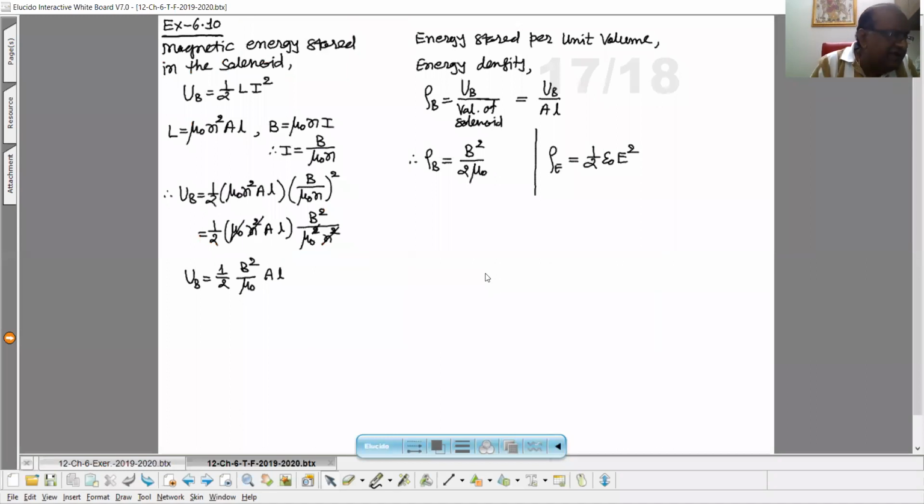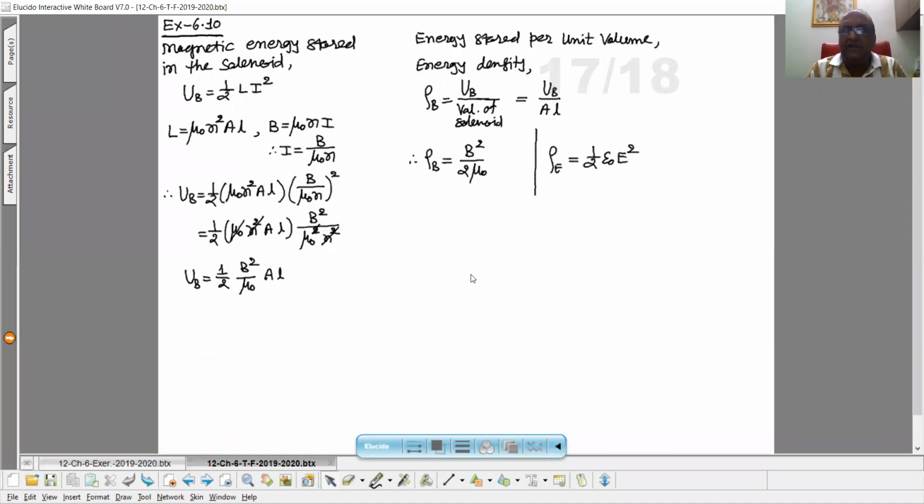Example 6.10. A. Obtain the expression for the magnetic energy stored in a solenoid in terms of magnetic field B, area A, and length L of the solenoid. B. How does this magnetic energy compare with the electrostatic energy stored in a capacitor?